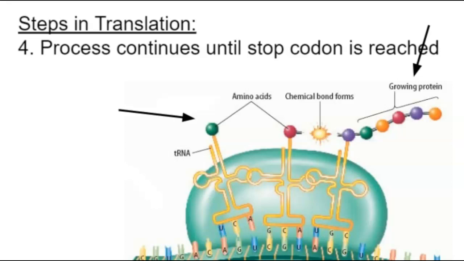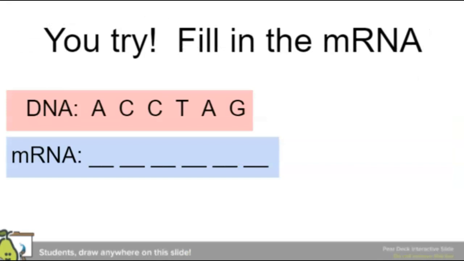All right, we're going to do one example and then we are all done. So you try in this example. Choose the correct answer for the mRNA. So A goes with U, because remember in DNA it goes with T, but there are no T's, so we got to put a U. C with G, C with G, T with A, U, G with C.